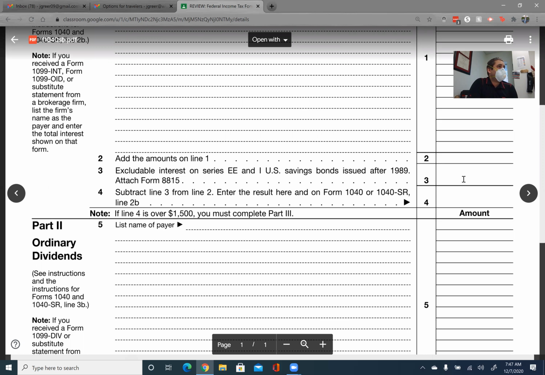So what do we do for line 4? Either of you can answer. Well, what does it say? Subtract line 3 from line 2. What did we just say line 3 is going to be? Nothing. So if you're subtracting nothing from line 2, what should you put in line 4? Line 2. Okay. So all you're going to do after you've added up all of the interest, put that here, and then just drop it down to line 4. That's all you need to do. Okay.